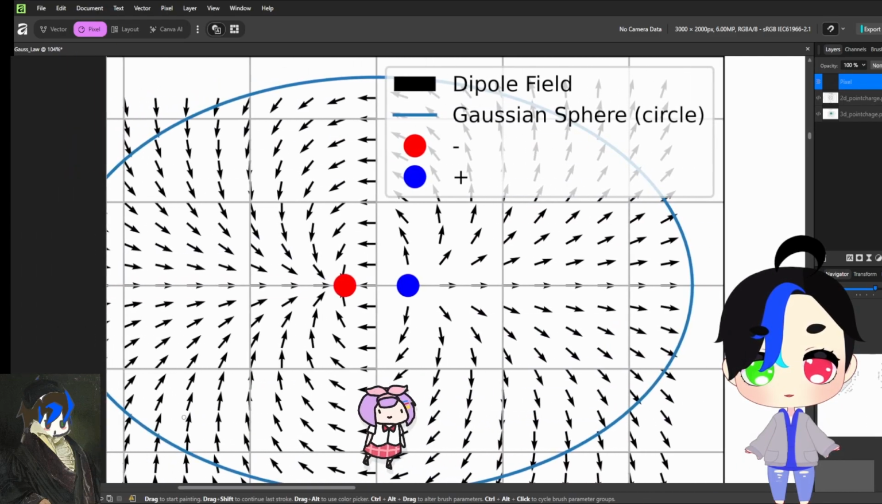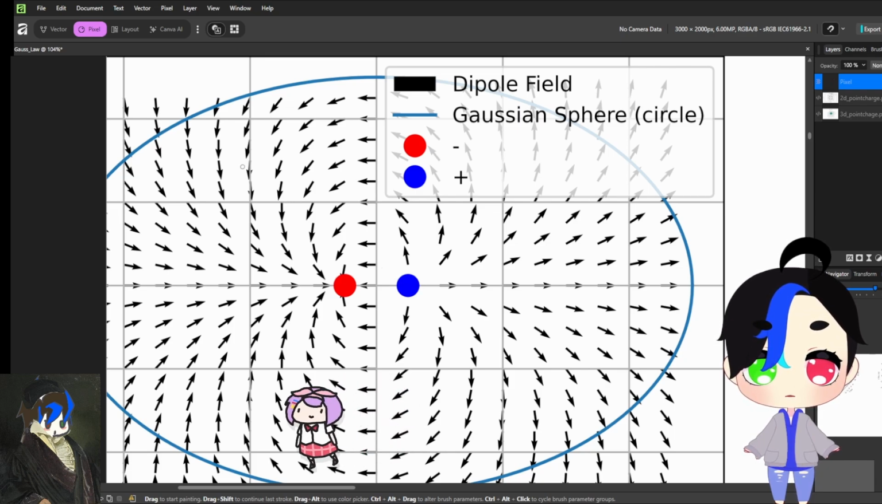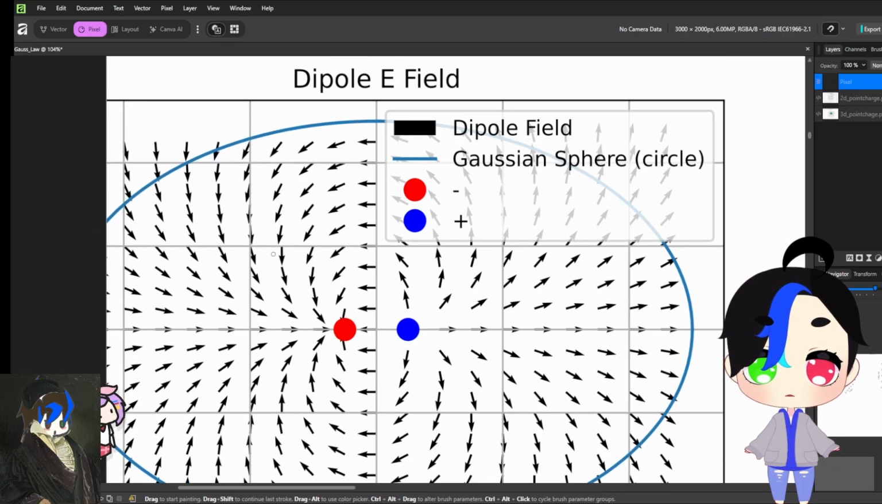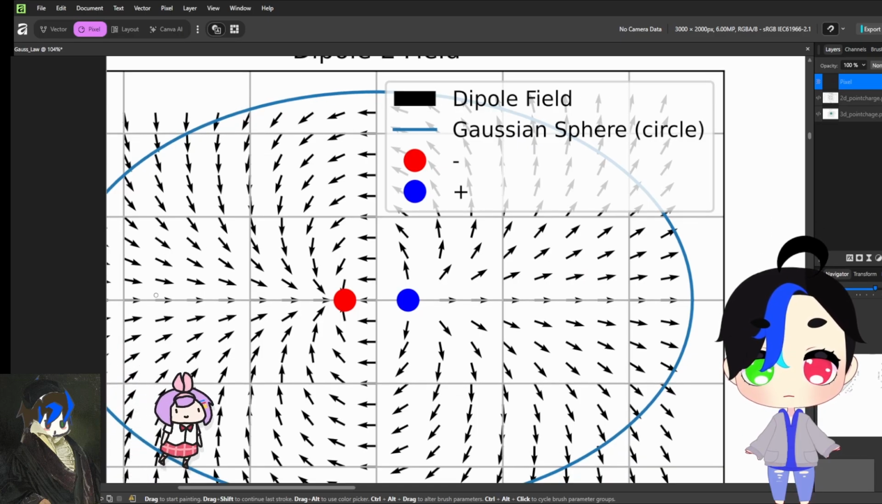For instance, take a dipole. This is a model of a point dipole, which is essentially a positive charge on the right and a negative charge on the left, and this represents the net electric field generated by these two charges. If you'll notice, if I draw a sphere, and the graph itself is just not scaled 1-to-1, the flux through this sphere actually becomes zero.